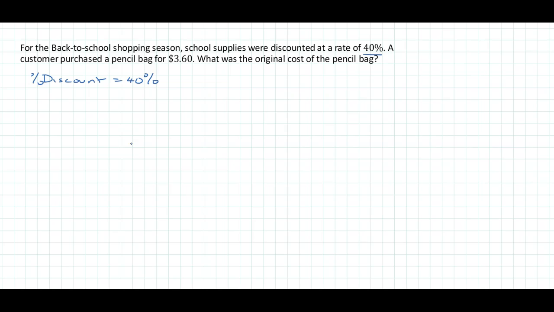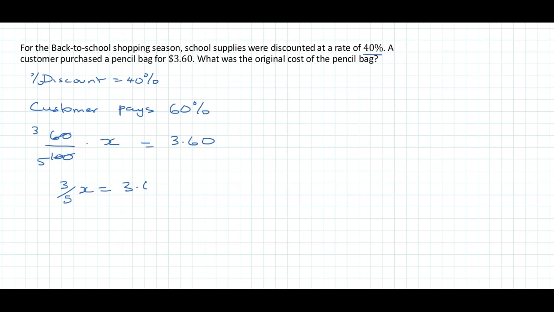So now we have two ways to look at this. One way is to identify that if the discount is 40%, that means that the customer pays 60% of the value. Customer pays 60%. So 60% of an unknown value, let's call that X, is going to be equal to $3.60. So now we can simplify 60%. Let's divide this by 20. We have 3 and 5. So 3 over 5 x equal to 3.60.